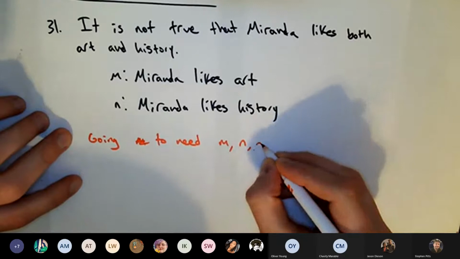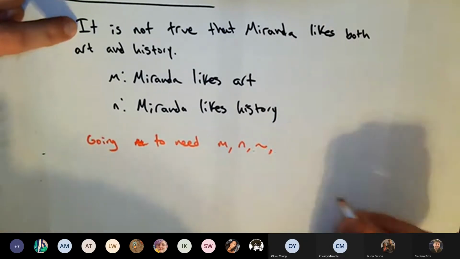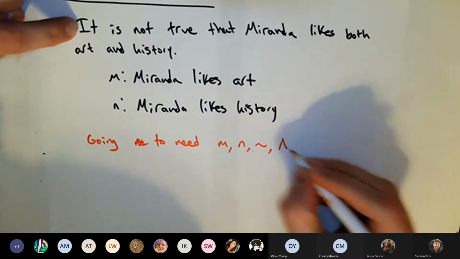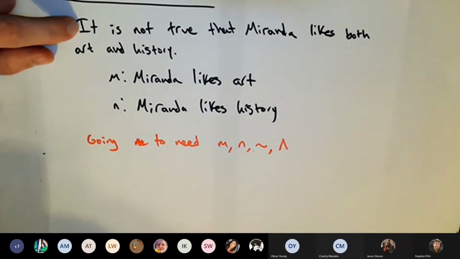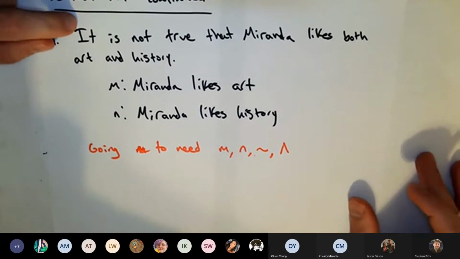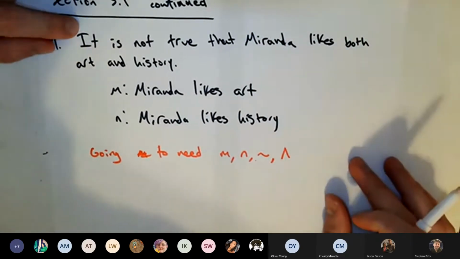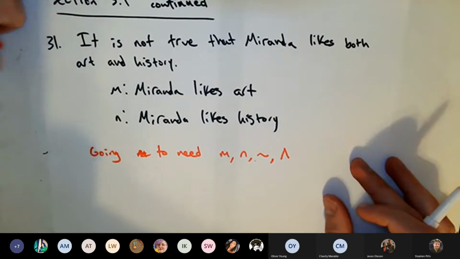I'm going to need a negation symbol because of the negation up here. And I'm going to need an and symbol like that. And I'm also going to need a couple other symbols that you may not realize right away, not symbols specific to set theory here. I'm going to need parentheses as well.